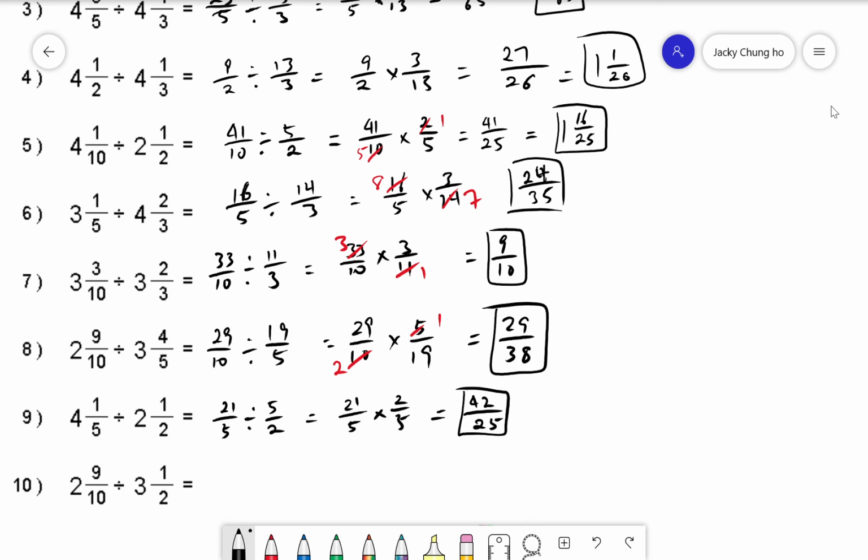Number 10, 2 and 9 over 10 divided by 3 and 1/2. This will be 29 over 10 divided by 7 over 2. It's the same as saying 29 over 10 times 2 over 7. In this case, we will reduce the 2 and 10 to 1 and 5. That's it. So 29 times 1 is 29 over 5 times 7 is 35.